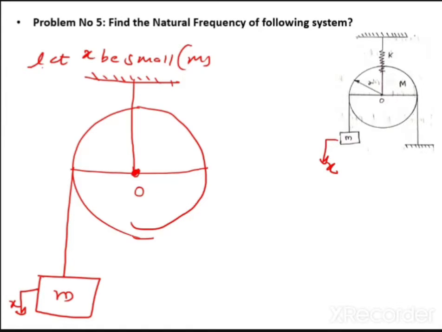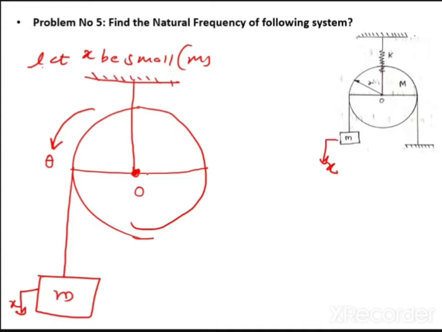Now tell me what will happen to the pulley. Where will it rotate? What will be the instantaneous center? At what point will the pulley rotate by angle theta? Okay, you are correct. The pulley will rotate like this, by theta. So what will be the instant center: point O or some other point?